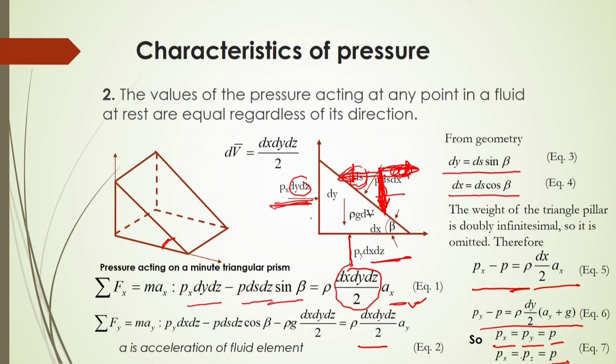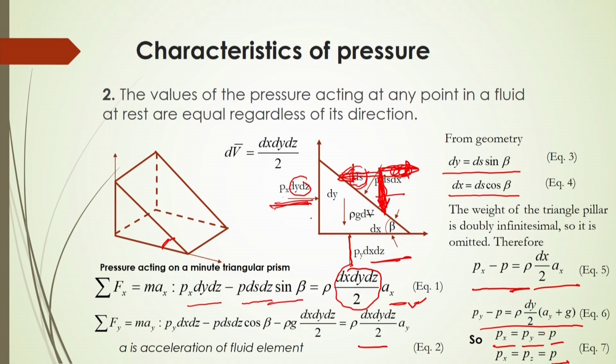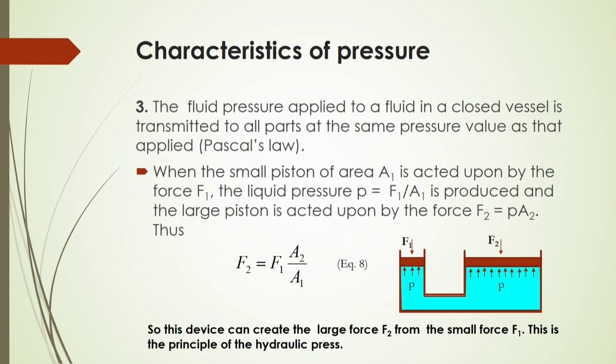So, overall we can say that Px will be equal to Py equals to Pz, that will be equal to P. So, in all directions the pressure acting will be equal to each other. So, the third characteristic of the pressure is that the fluid pressure applied to a fluid in a closed vessel is transmitted to all parts at the same pressure value as that applied in the fluid.